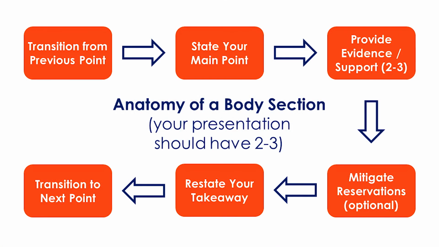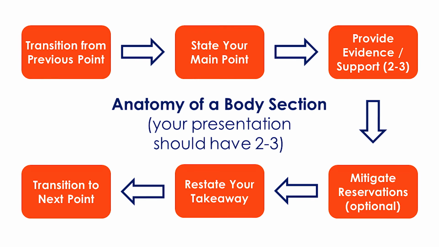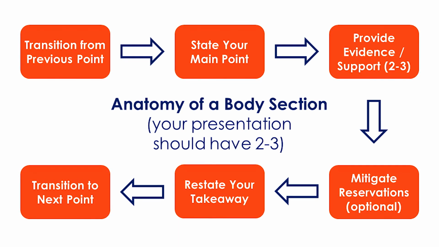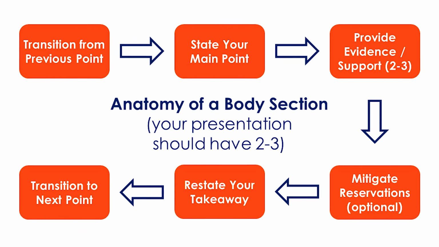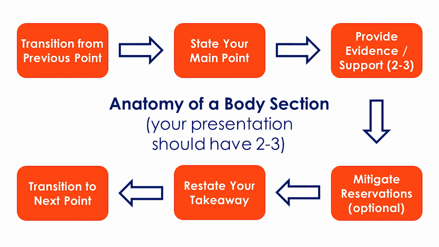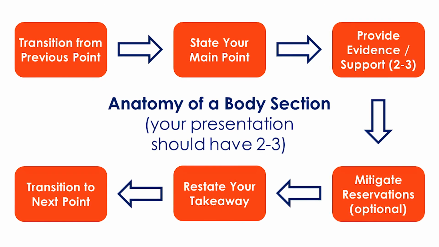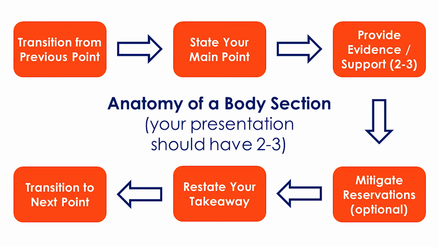So here's how a typical body section would be organized. You'd begin with a transition from a previous point. Then you would state your main point. You would then provide 2 to 3 pieces of supporting evidence. You would then mitigate reservations, and again, this is optional. Finally, you begin wrapping up this section by restating your takeaway, and then you transition on to the next point. And that's basically how all of your body sections are going to work.